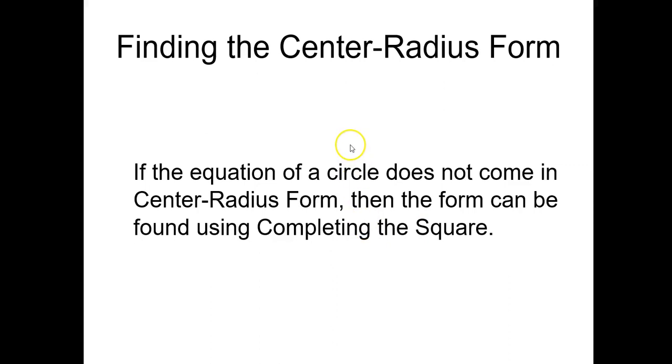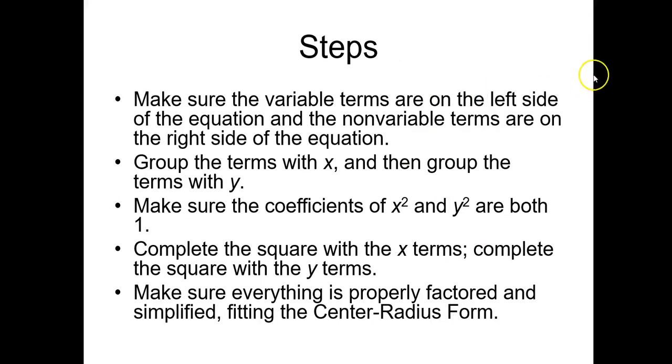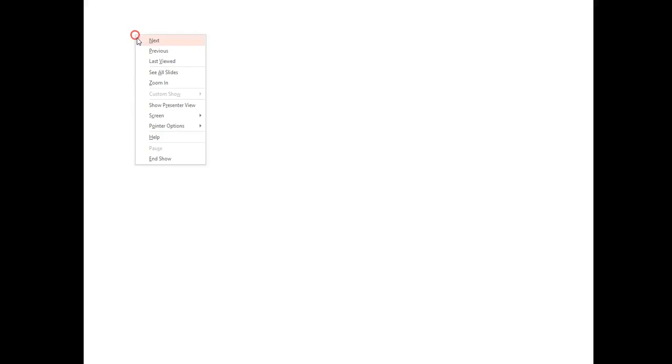Okay, and finally, what if the equation of your circle doesn't come in center radius form? What can you do? You can put it into center radius form using something called completing the square. Here are the steps for completing the square. Rather than sit here and read through them, you can pause and read through it yourself on your slides or here on the video. But I'm going to go on to the next slide and dive into doing an example and talking you through what those steps are saying to do.